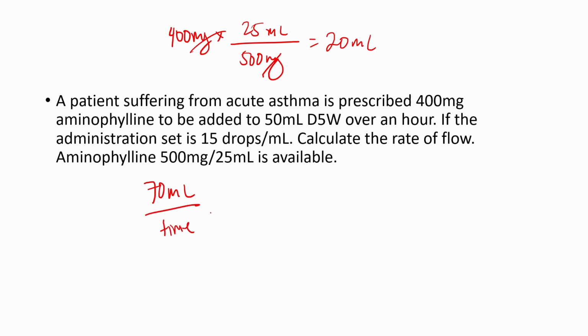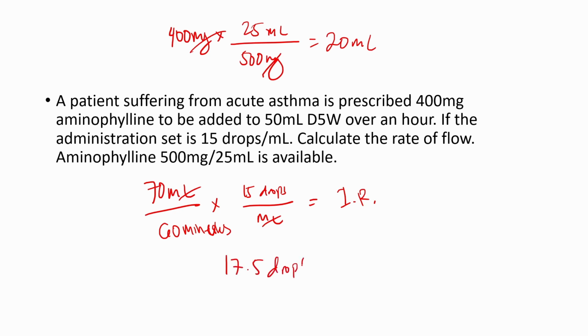We don't know the infusion rate yet, but we do know the administration set is 15 drops per ml. It's being asked the rate of flow over an hour, which is 60 minutes. So we're being asked the infusion rate, so the final unit is drops per minute. So the infusion rate is 17.5 drops per minute.